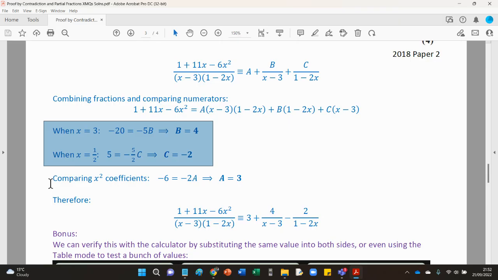A lot of people would use x equals 0, and that will give you an equation linking a, b, and c, but you know b and c, so that's not the end of the world.